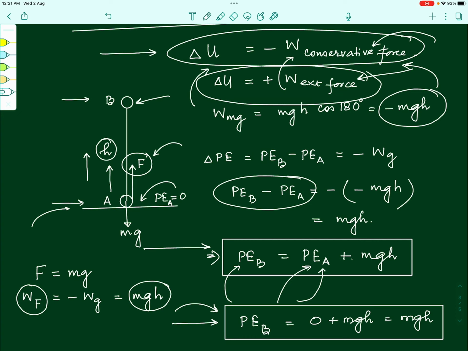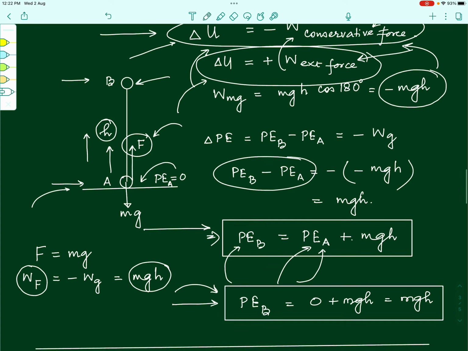So, this is an important point to understand, that we can define change in potential energy in terms of two distinct forces. One is the conservative force that is acting on the system, and the other is the external force which is acting on the system, which is making the system change its configuration. So, either you use the first definition, change in potential energy is negative of the work done by the conservative force, or you say that change in potential energy is positive of the work done by the external force.